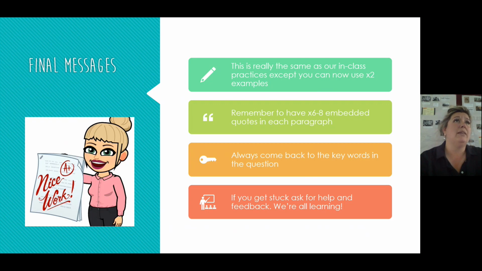Always make sure that you come back to the keywords in the question, and that way you will always be on topic. As we prepare for the assessment over the next week and a half, if you get stuck, ask for help, ask for feedback, because we are all learning.